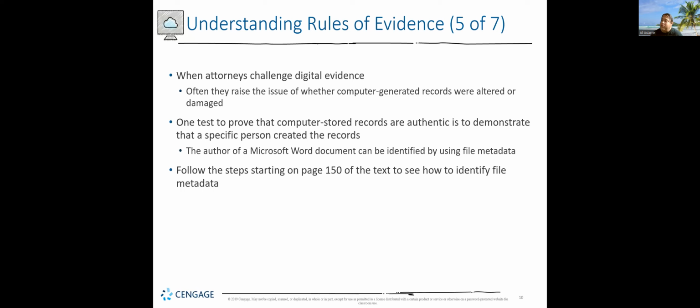One test to prove that the computer-stored records are authentic is to demonstrate that a specific person created the records. Remember when I went back, I showed you it was created by my user account? That would be me. It would say, Al created this account on this day. That is considered metadata. A Microsoft Word document can be identified by using file metadata. That is the metadata I'm talking about. That's the actual physical data, the actual relevant data.